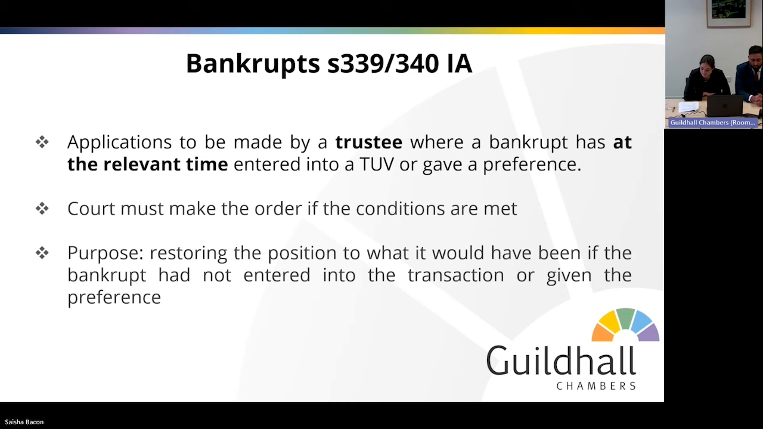And again, the purpose is to restore the position to what it would have been if the bankrupt had not entered into the transaction or given the preference. And these provisions, commonly, I'd say bankrupts who are facing bankruptcy or debtors who are facing bankruptcy will try and get rid of their assets, often to family members, for example. And if that family member is a creditor, then preferring them in some sort of way. And this is when applications may be made by the trustee, and I think it regularly happens when it's to do with family members.